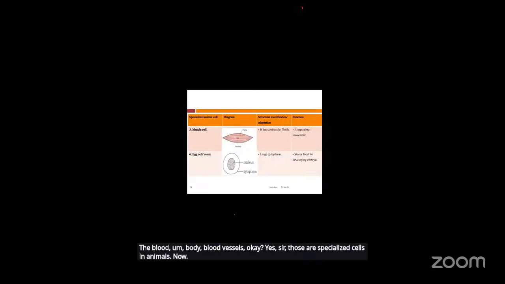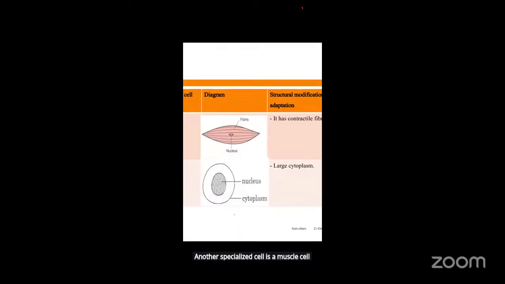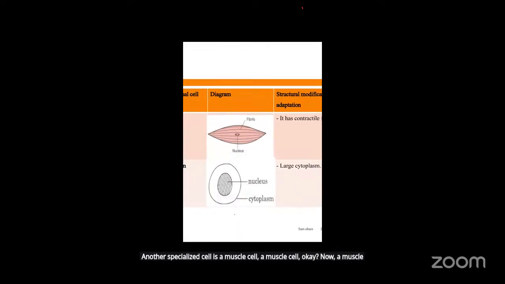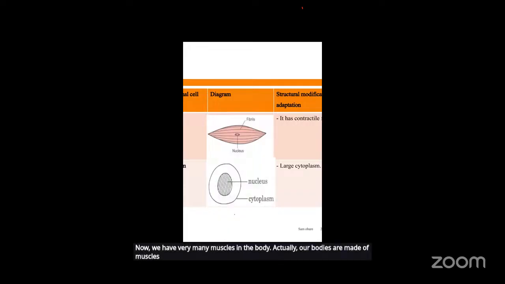Now, another specialized cell is a muscle cell. A muscle cell is a cell that is found in our muscles. Now, we have very many muscles in the body. Actually, our bodies are made of muscles. For example, we have a muscle known as the heart. The heart is the strongest muscle in the body, we would say, in terms of the function that it performs.